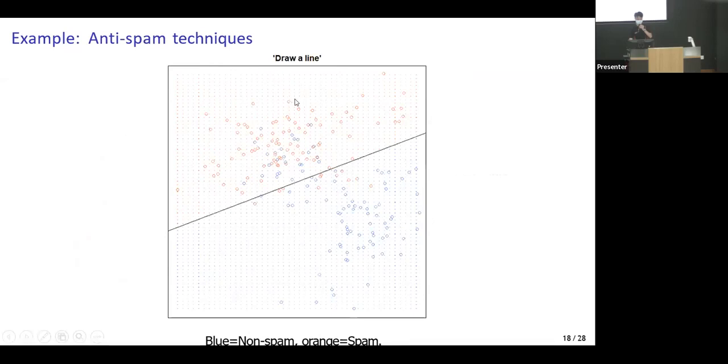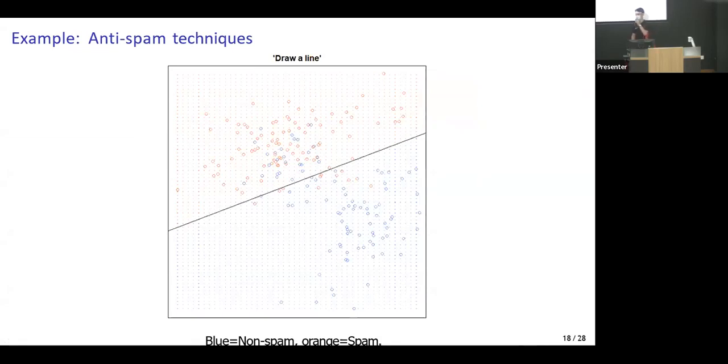Each of these dots represents such an email, and we already know whether it is spam or not. The red, or orange, dots represent spam, and the blue dots represent non-spam. So now we have access to this data set, and we already know the true spam or non-spam status. Then we plot all these dots on this Cartesian plane. What this plane represents is a feature space.